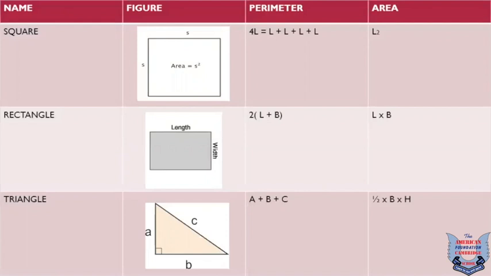In a rectangle, you can find the perimeter by adding the length and the breadth. Breadth can also be written as width. You add them both and you multiply it by 2, or you can just add all the four sides together, and you find the area of the rectangle by multiplying the length and the breadth. Okay, for the triangle, you add all the sides for the perimeter, and for area you multiply half by the base, which is b in the diagram, and the height, which is a in the diagram.